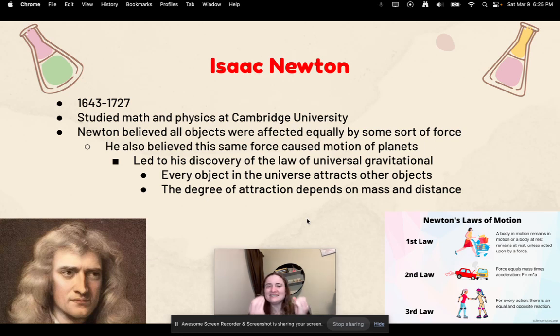So Newton believed that all objects were affected equally by some sort of force. And he also believed the same force caused motion of the planets, which he was correct. So this led to the discovery of the law of universal gravitation. And what the law of universal gravitation is, is that every object in the universe attracts other objects, and that the degree of attraction depends on both mass and distance.